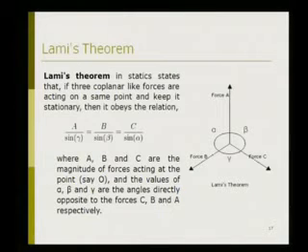So over here it is explained where A, B, C are the magnitudes of forces acting at a point, let us say O, and the values of alpha, beta and gamma are the angles directly opposite to the forces C, B and A respectively.